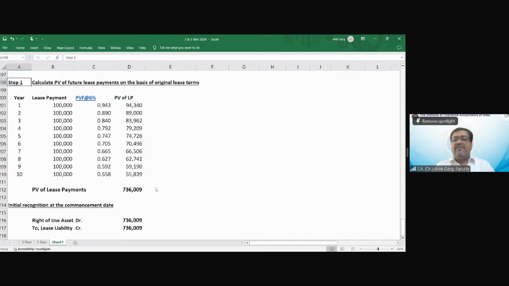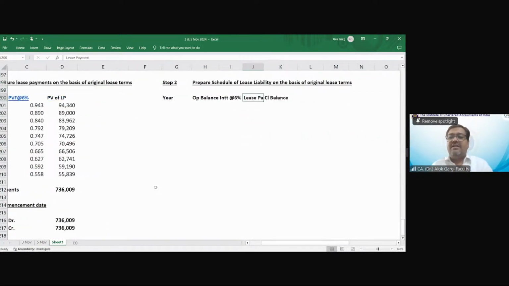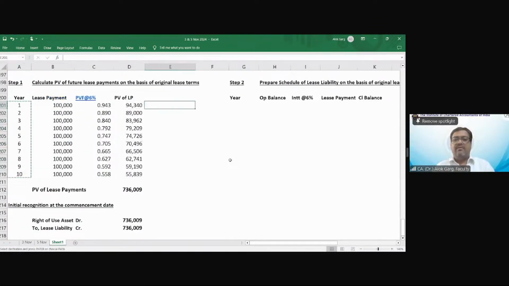Now, step number 2, let's prepare the lease liability schedule on the basis of the original lease terms and conditions. Shall I make this? Yes. Opening balance, interest at the rate of 6%, lease payments, and closing balance. How many years? 10 years. What is my opening balance? 736,009.